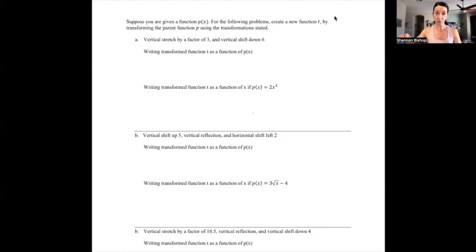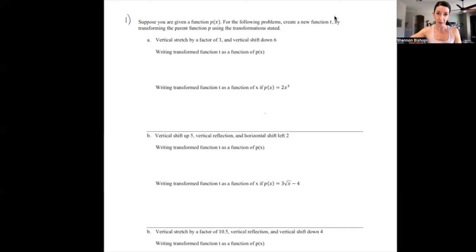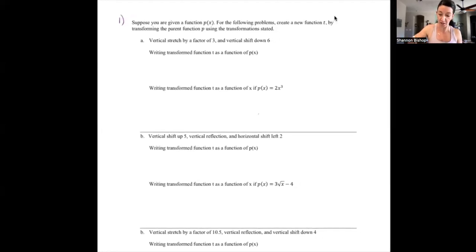So as an example, we'll call it number one. I didn't number it, but we'll call it number one. So let's suppose that we have this original function p of x, and for the following problem, we're going to create a new function whose name is going to be t by transforming that parent function. Remember, her name was p, using the transformations stated. Okay, so for this first one, we're going to do a vertical stretch by a factor of 3 and also a vertical shift down 6.